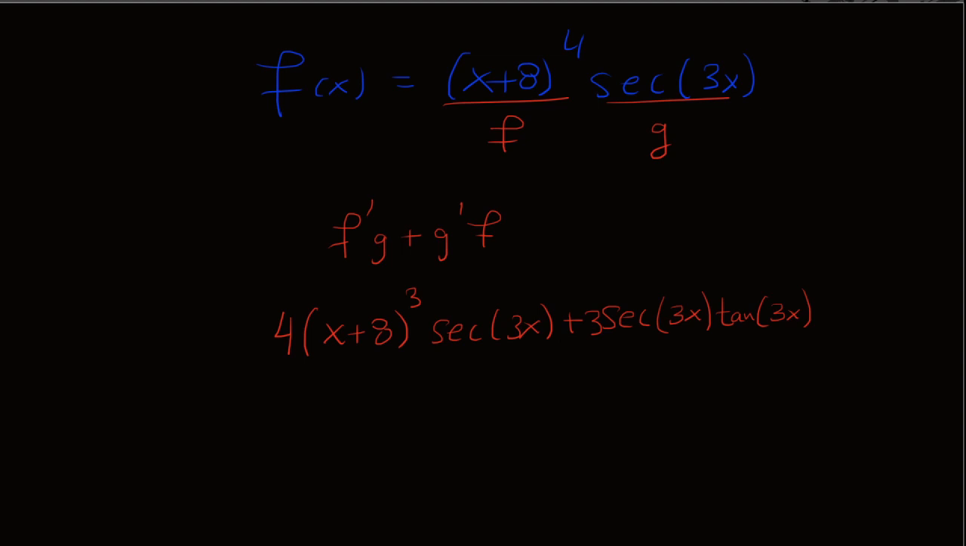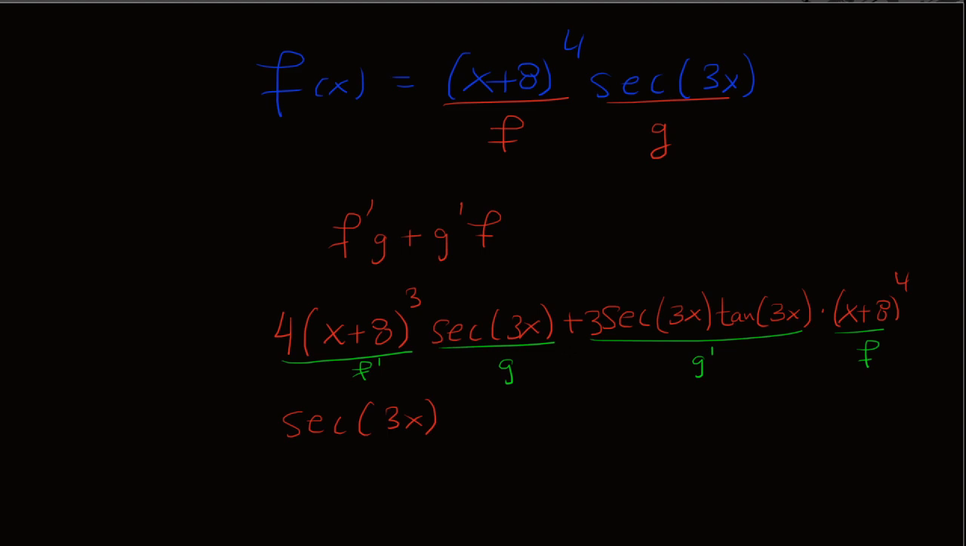And now we can factor out a secant 3x. Oh, before that, we have to also multiply it by f. Okay, so just to clarify, this part is f prime, this is g, this whole thing is g prime, and then this thing is f. So I just forgot to put the f part there.